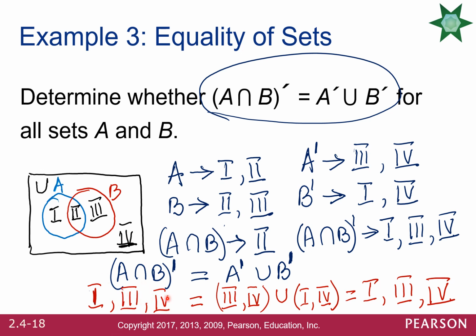A intersection B naught was 1, 3, 4. A naught union B naught, or A complement union B complement, was also 1, 3, 4. Therefore, the two sets are equal. So we just proved using a Venn diagram that these two sets are equal.